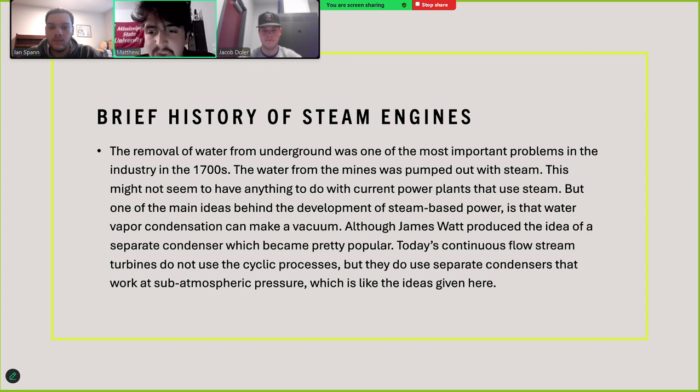Although James Watt produced the idea of a separate condenser, which became pretty popular, today's continuous flow steam turbines do not use cyclic processes, but they do use separate condensers that work at sub-atmospheric pressure, which is like the ideas given here.